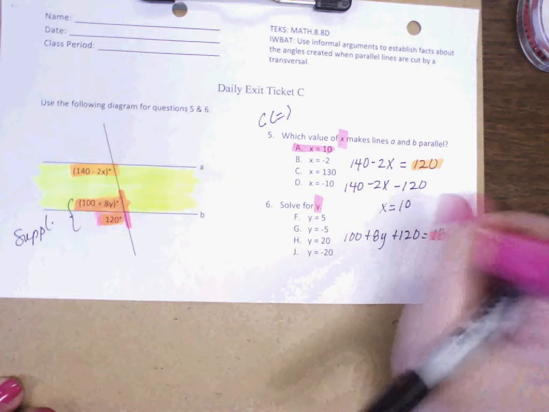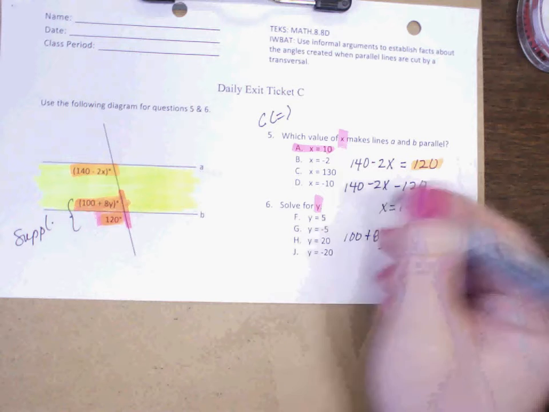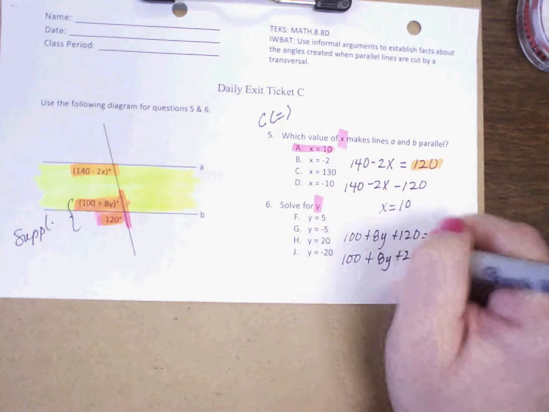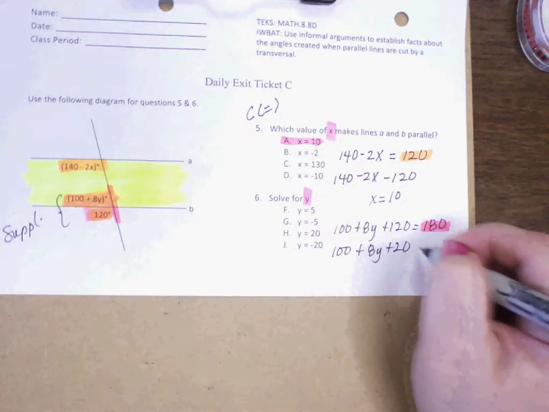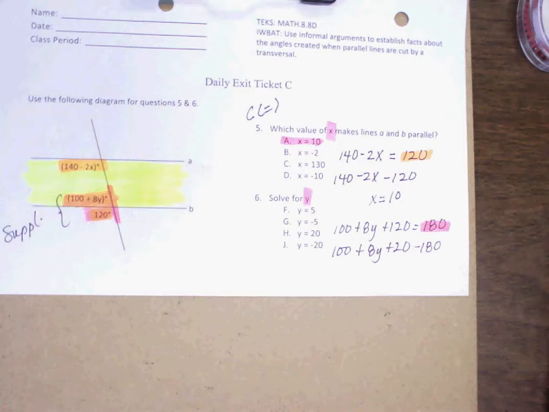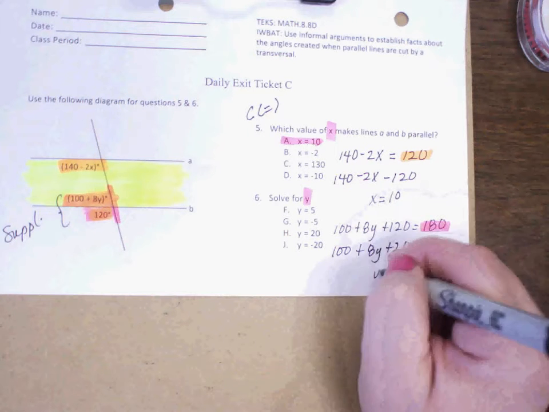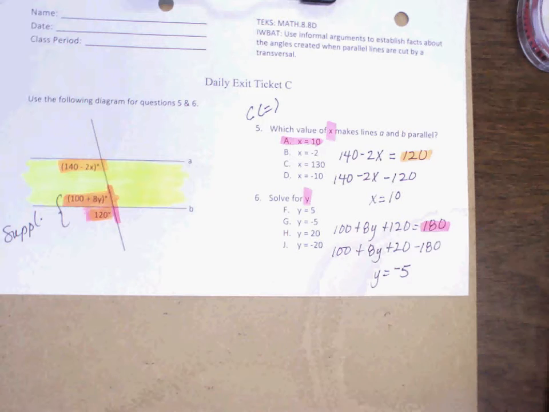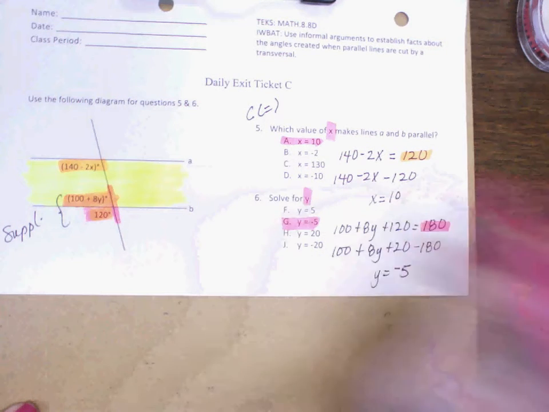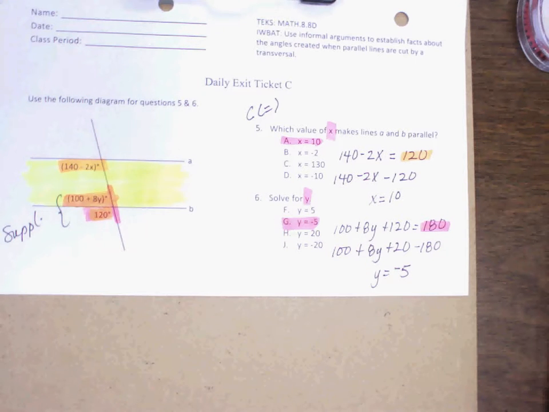All right, so highlight what you're going to move. Copy what you haven't highlighted, change to the opposite what is highlighted, which is what you're moving. Y equals negative 5. Very good. So the correct answer was G, or B again.